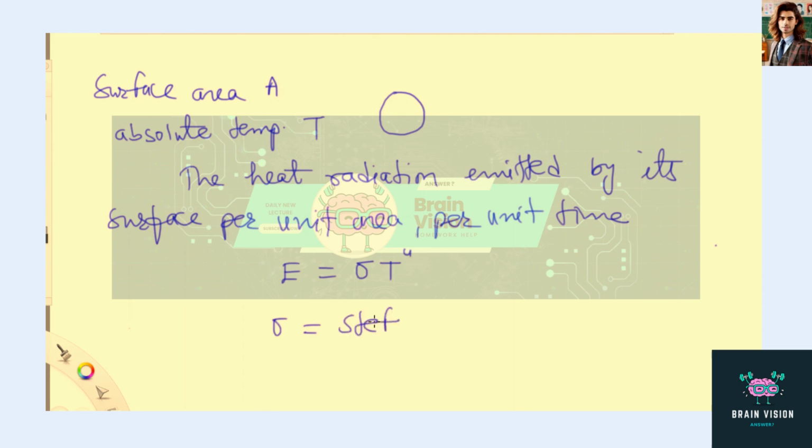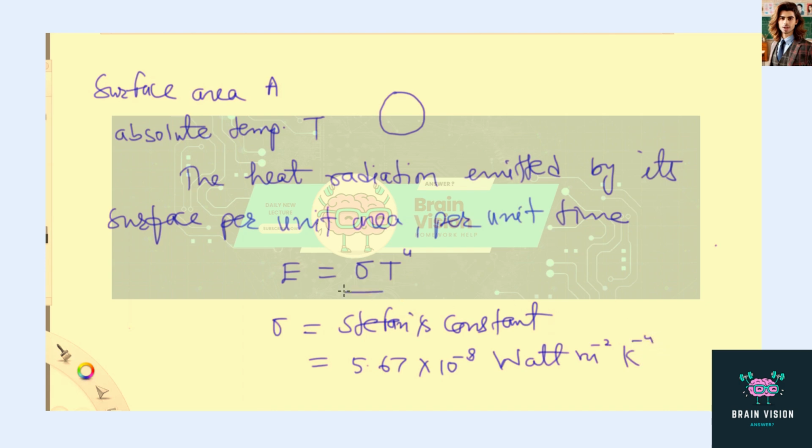Stefan's constant, whose standard value is 5.67 into 10 raised to the power minus 8 watt per meter square per Kelvin to the power 4. And this is when this object is in vacuum, meaning if we ignore the temperature of the surroundings.